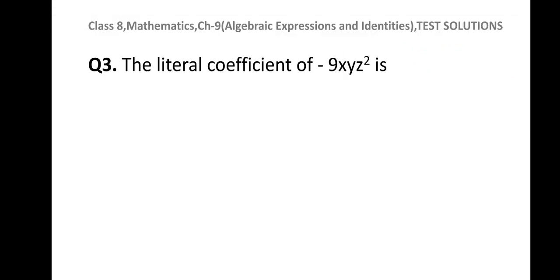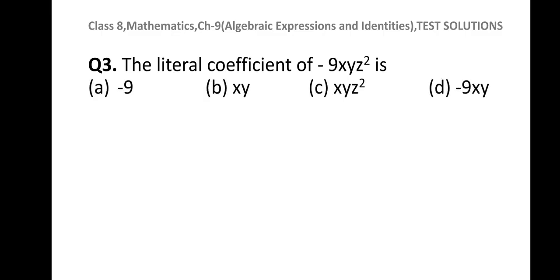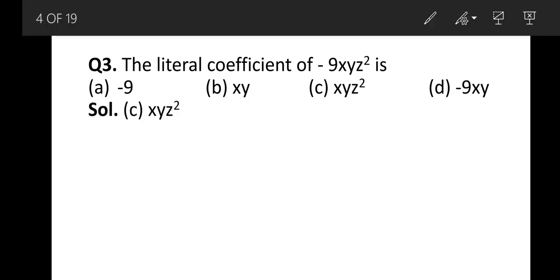Now question number 3 is the literal coefficient of minus 9 xyz square is. We need to find the literal coefficient of this given term, and the options are A option minus 9, B option is xy, C option xyz square, D option is minus 9 xy. We need to tell the literal coefficient. So what will be the literal coefficient? This minus 9 is your numerical coefficient. Rest part is your literal coefficient. So your answer is C option, that is xyz square.